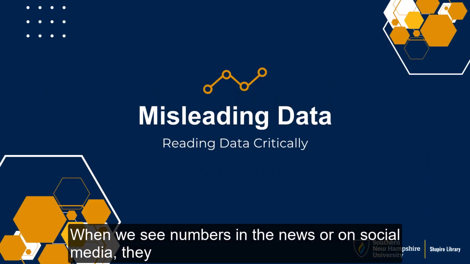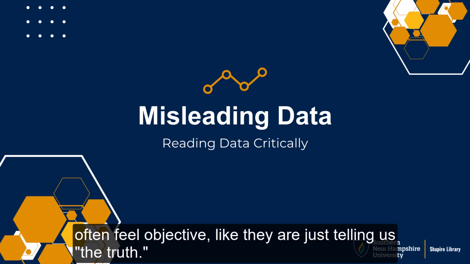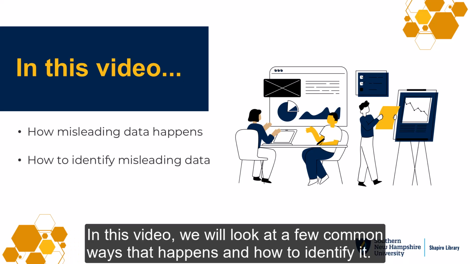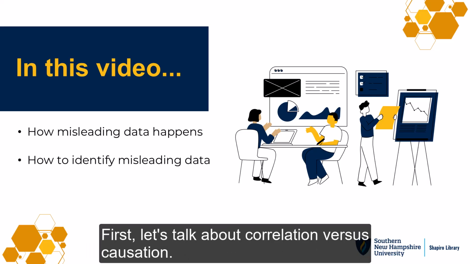When we see numbers in the news or on social media, they often feel objective, like they are just telling us the truth. But data does not speak for itself. People interpret it, and sometimes that interpretation is misleading. In this video, we will look at a few common ways that happens and how to identify it.